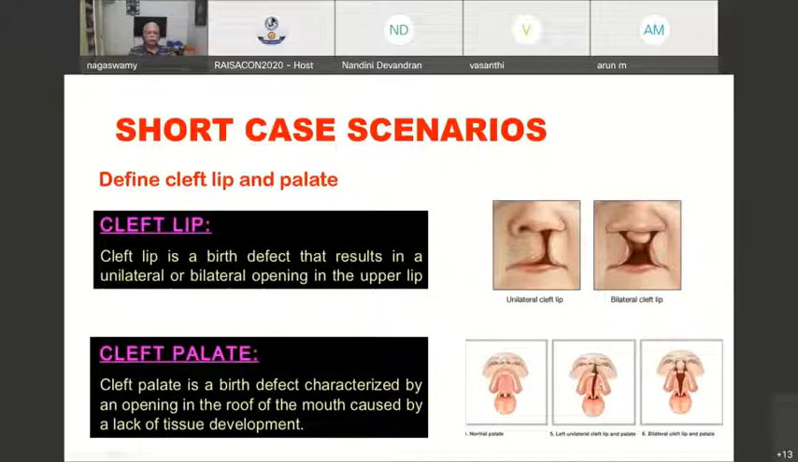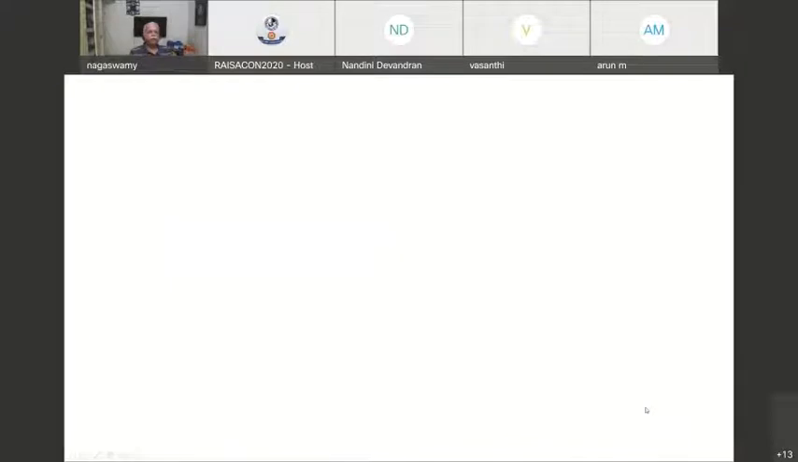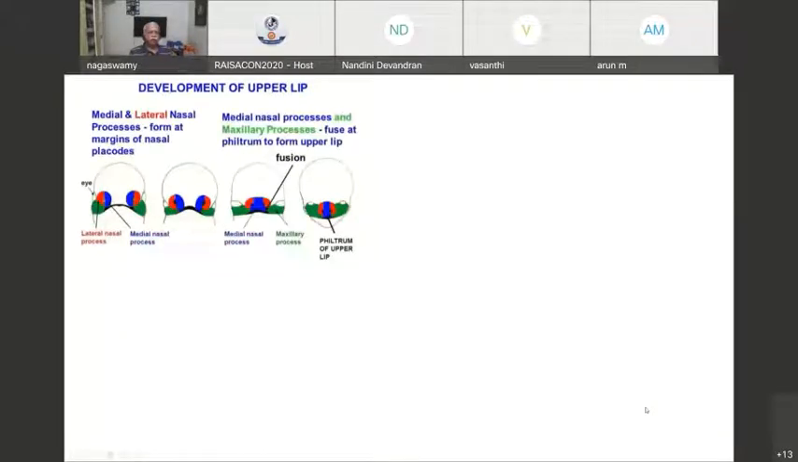This is a case of left-sided cleft lip and palate. So you have a defect here, you have a defect in the alveolar bone, you have a defect in both the hard and soft palate, and the uvula is in two pieces. And this is a bilateral cleft where you have a defect right from this nostril up to the uvula. So you can easily identify these types if you remember these pictures. Now coming to the developmental anatomy or embryology, there are medial and lateral nasal processes. These processes are sometimes also referred to as frontonasal processes.